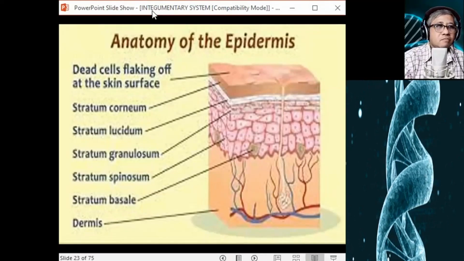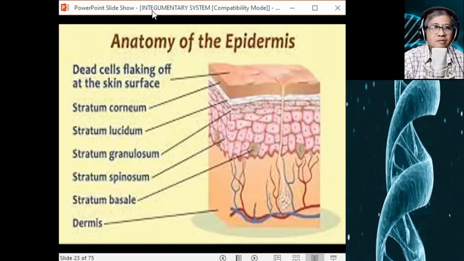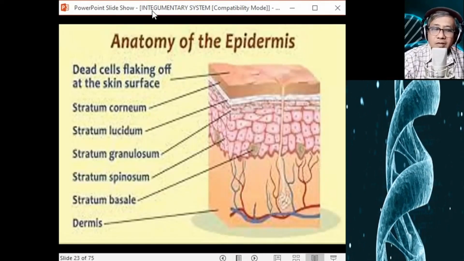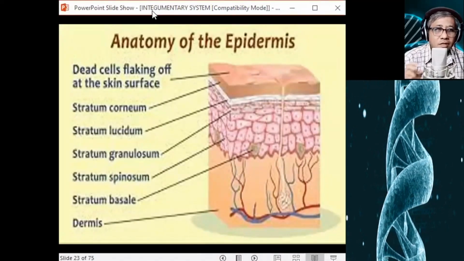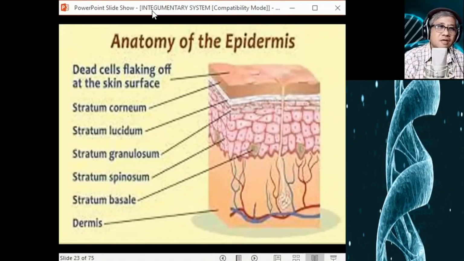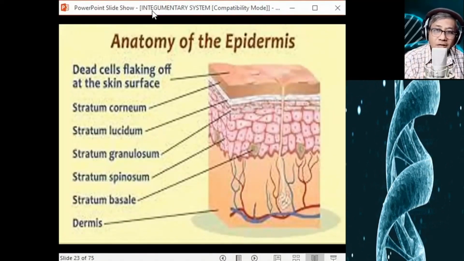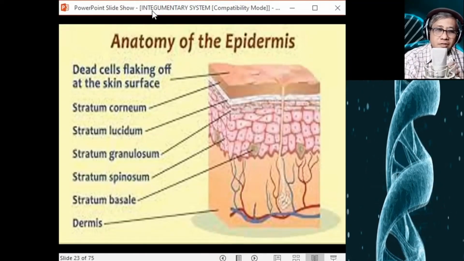So ibig sabihin nito, yung parang nababalatan tayo, ganun. Ito yung parang libag, no? Pag naliligo tayo, tapos pag kinukuskus natin yung balat natin, di ba, parang may ano. Actually, yun yung mga cells na yan na nasasama. And pag nagtatwalya tayo, nagpe-flake off din yan.